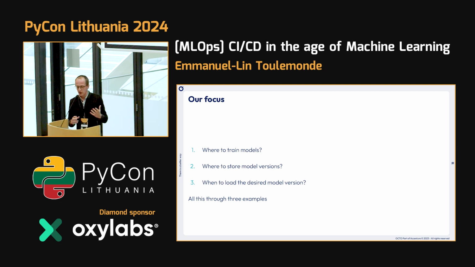So in this talk, I'm going to ask myself three questions. Where should I train the model? Where should I store my model versions? And how to load the desired version, or when should I load the desired version? Okay. And I'm going to go through three examples that I guess you might have lived if you do some machine learning.